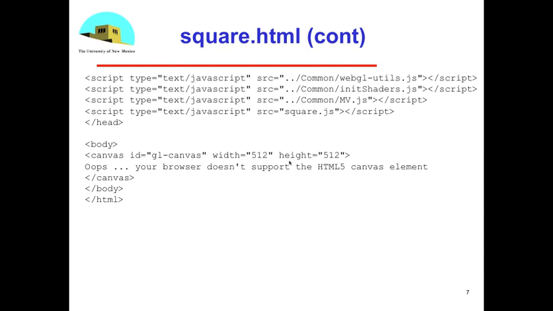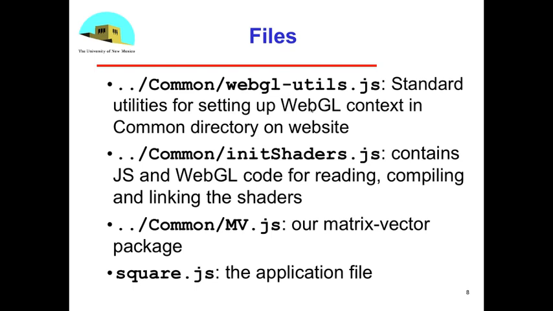So to review, the WebGL utilities set up a WebGL context and they're in this common directory on our site. Init shaders sets up the code for reading, compiling and linking our shaders, then our package, and the particular application. So basically, what you're going to change in any other application is really just change the square.js to whatever your application is and put in the shaders that you're going to use instead of the trivial shaders that we just looked at.